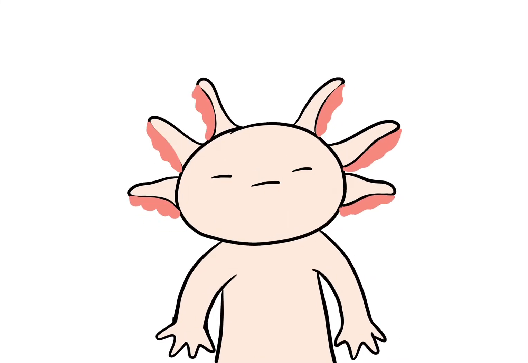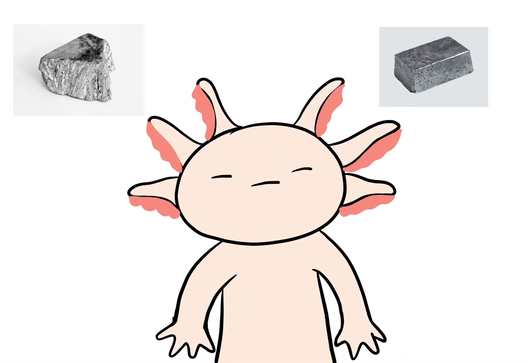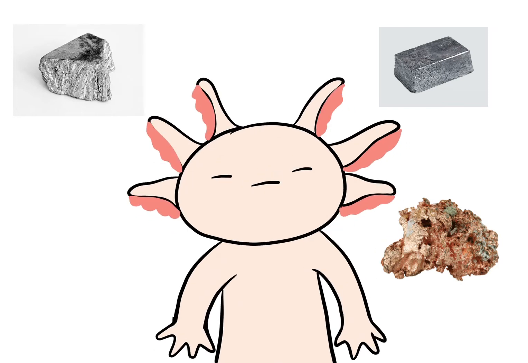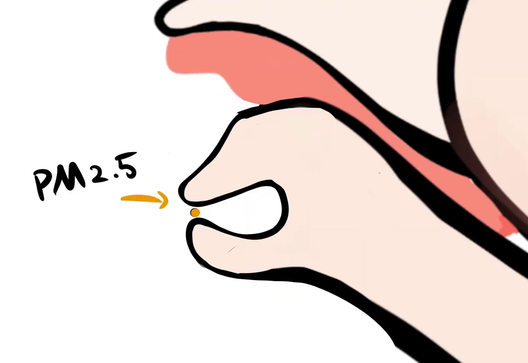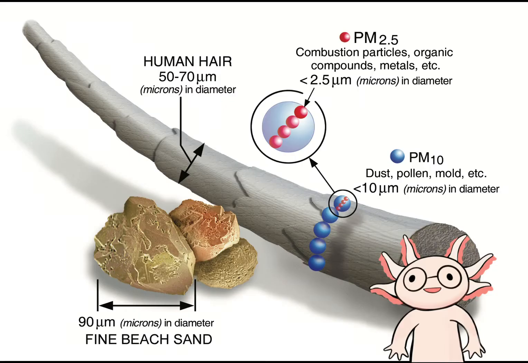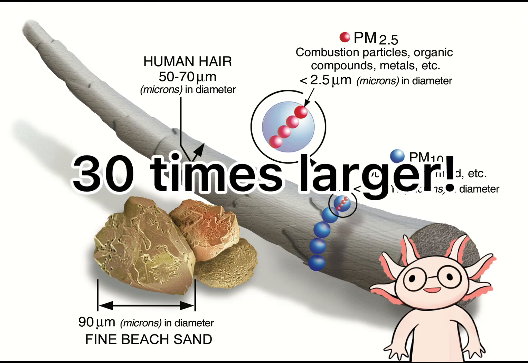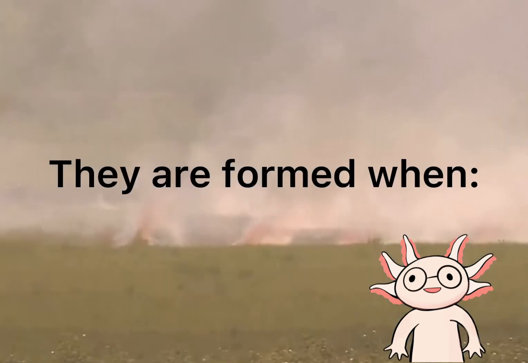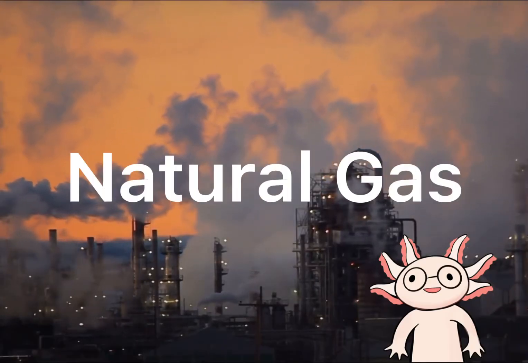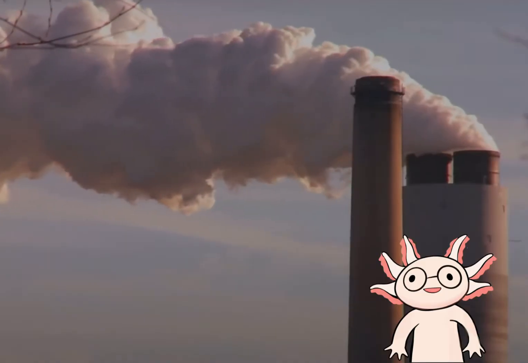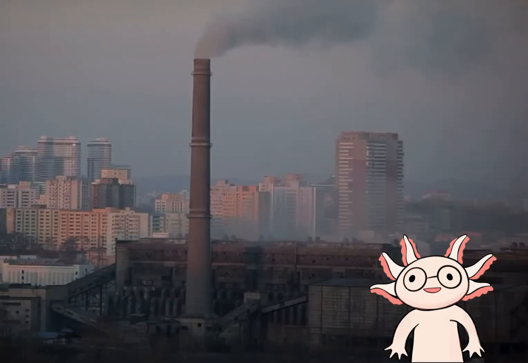Yes, tiny pieces of metals including zinc, iron, and copper are floating in the air when you breathe, but they are extremely small. PM 2.5, for example, is particulate matter 2.5 micrometers and smaller. Think about a single hair from your head. That is about 30 times larger than PM 2.5. They are formed when wood and fossil fuels such as coal, oil, and natural gas are burned, and when such burning reacts with the surrounding environment.